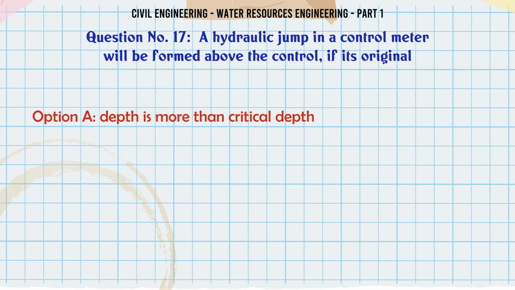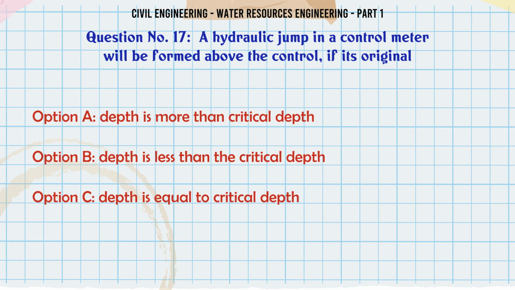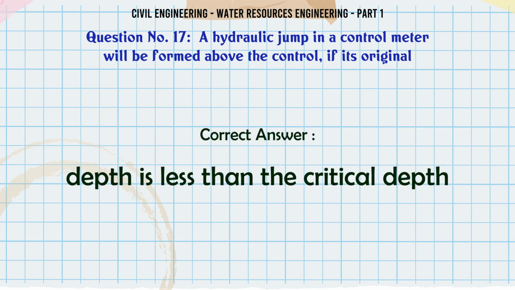A hydraulic jump in a control meter will be formed above the control if its original A. depth is more than critical depth, B. depth is less than the critical depth, C. depth is equal to critical depth, D. none of these. The correct answer is depth is less than the critical depth.